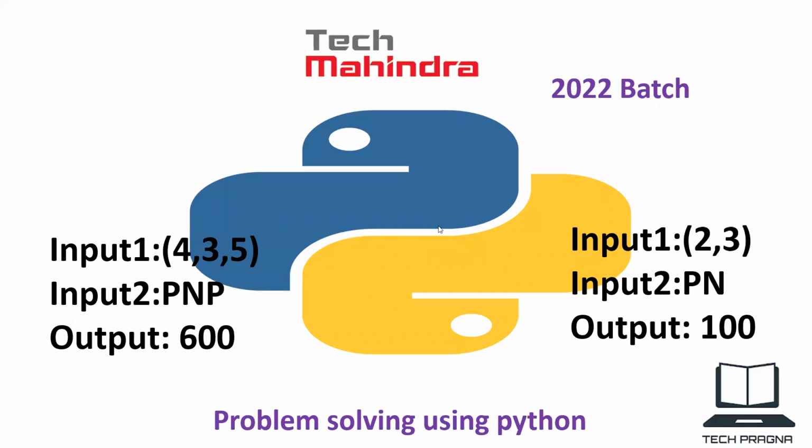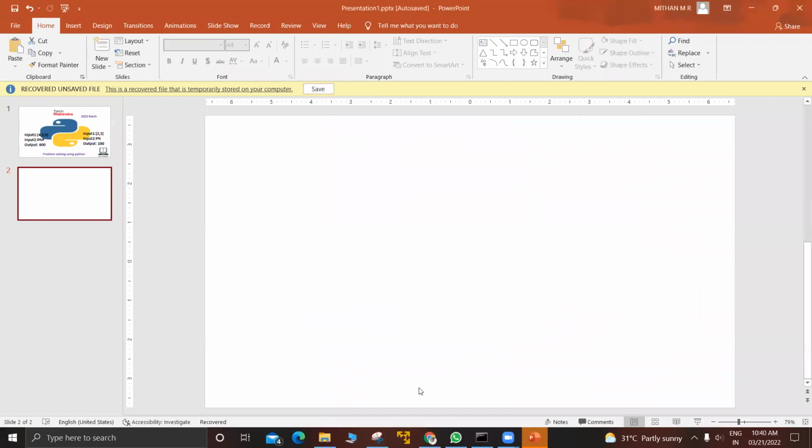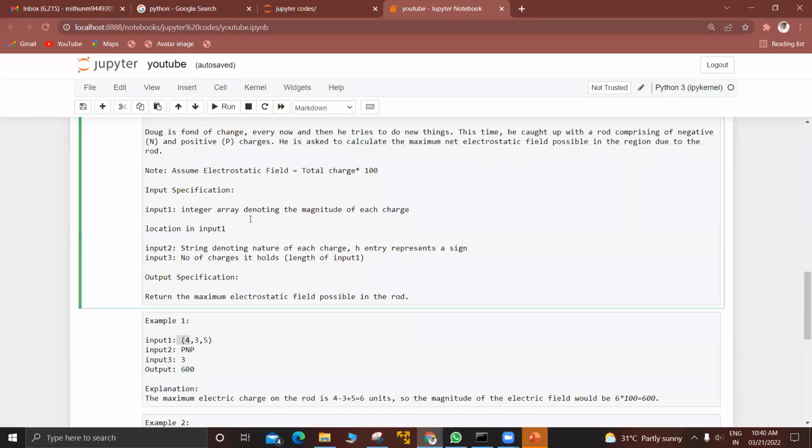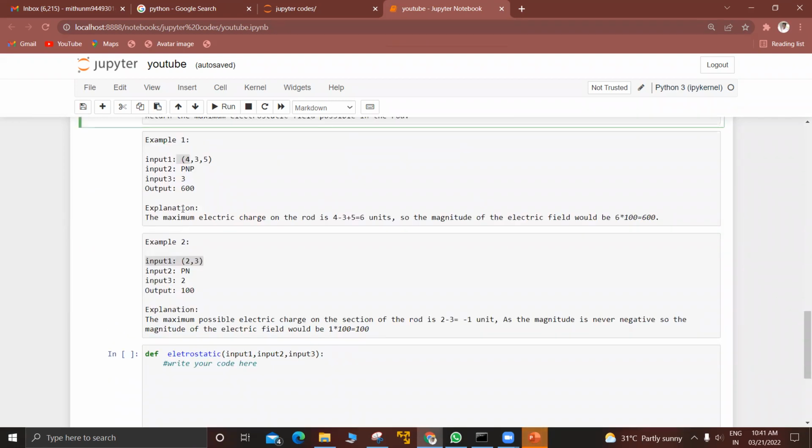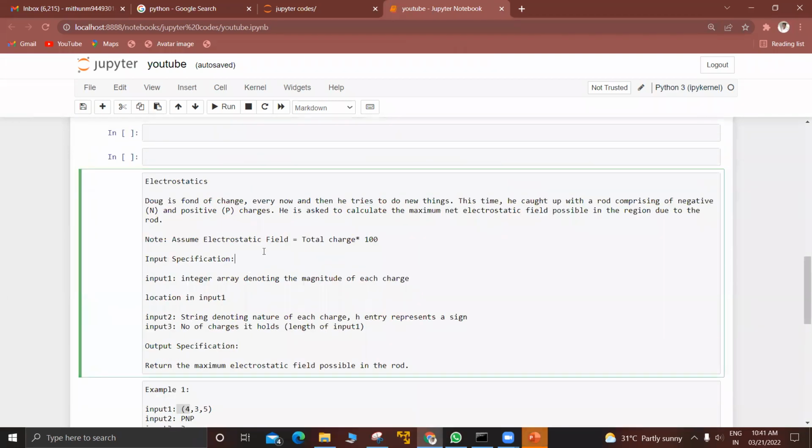Hello all, in this video, let's solve another coding question asked by Techmahindra for 2022 batch. This is the input and output format. We are using Python for solving this problem. So let us look into the problem statement. As of now, if they have given the sample test cases, just look into the sample test cases, then solve. As of now, we are looking into the problem statement.